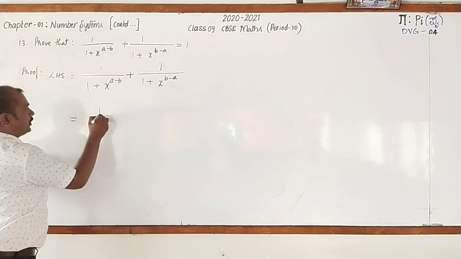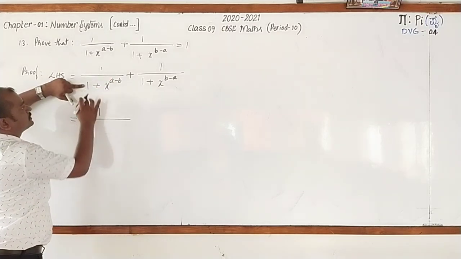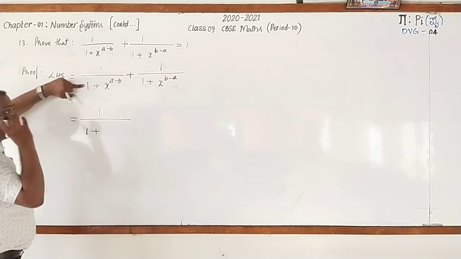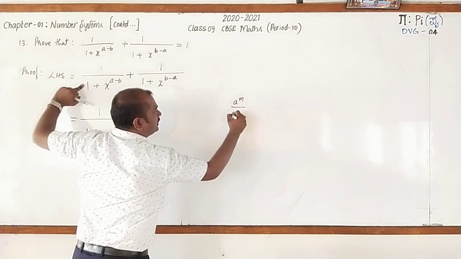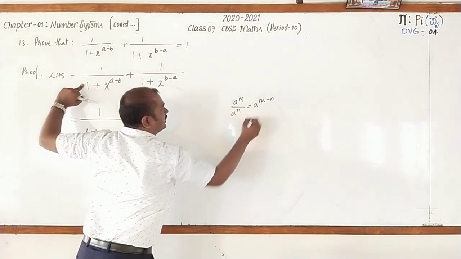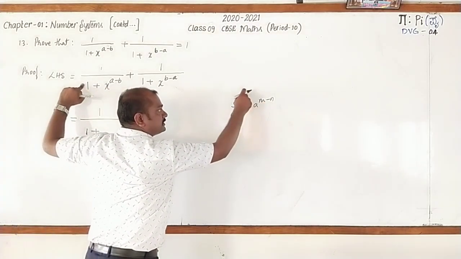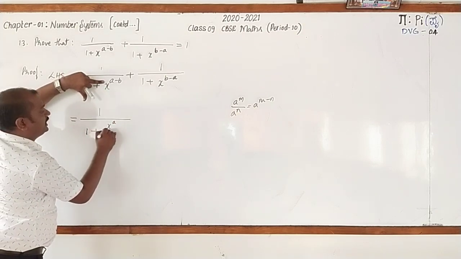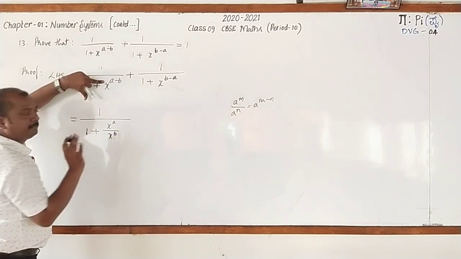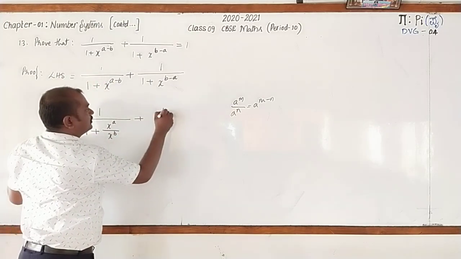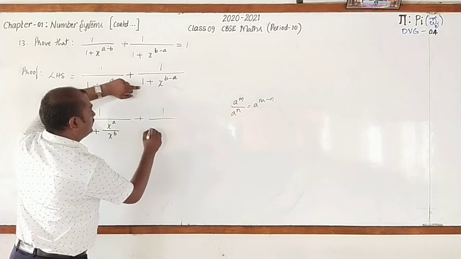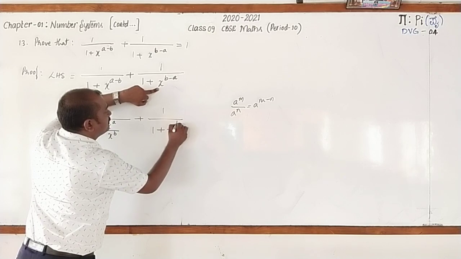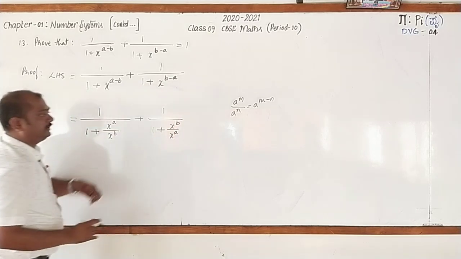Let's go for proving that. 1 whole divided by 1 plus x raised to the power a minus b. We know that a raised to the power m by a raised to the power n is equal to a raised to the power m minus n. If a raised to the power m minus n is there, it can be written in this form. I am also going to write the same. It is x raised to the power a by x raised to the power b. Got it? Plus 1 whole divided by 1 plus, very important, x raised to the power b by x raised to the power a.